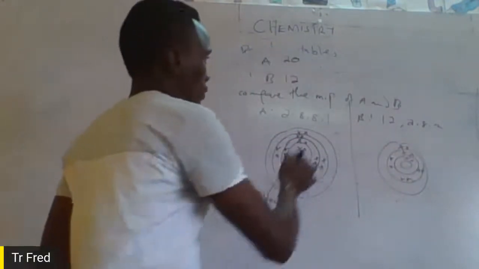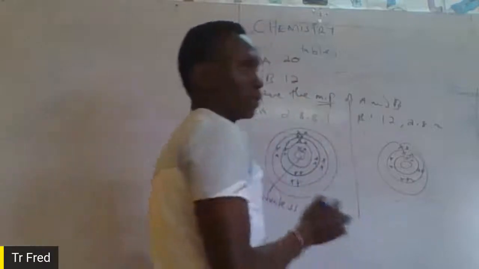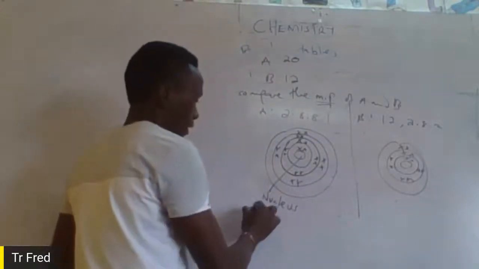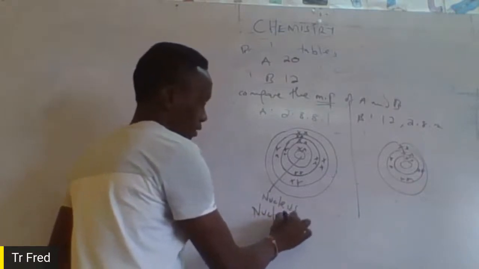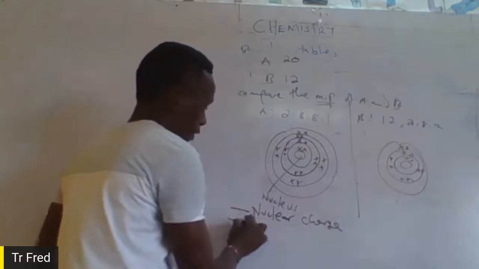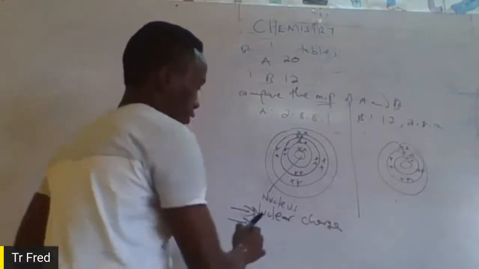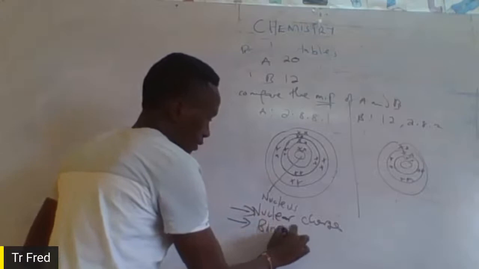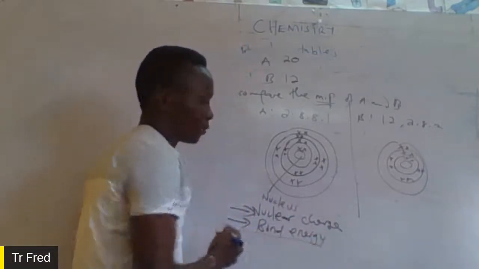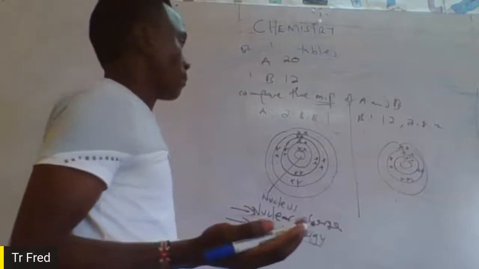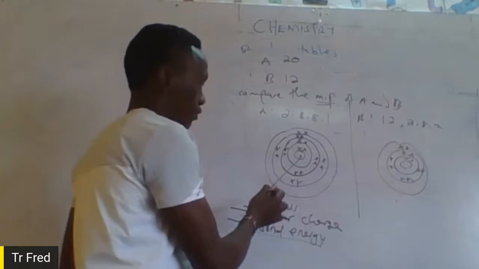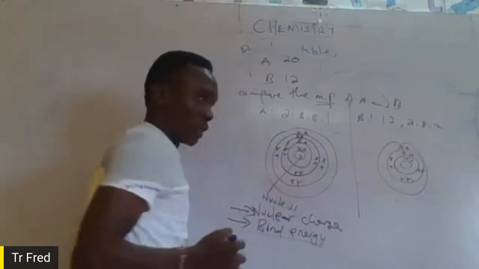Now, for us to compare the melting point of the two elements, we have first to consider the nuclear charge. Or you either compare the nuclear charge or the bond energy. So between the two elements, which one has the highest bond energy? And how do we determine the bond energy? The bond energy is determined by the force of attraction between the nucleus and the outermost electrons.